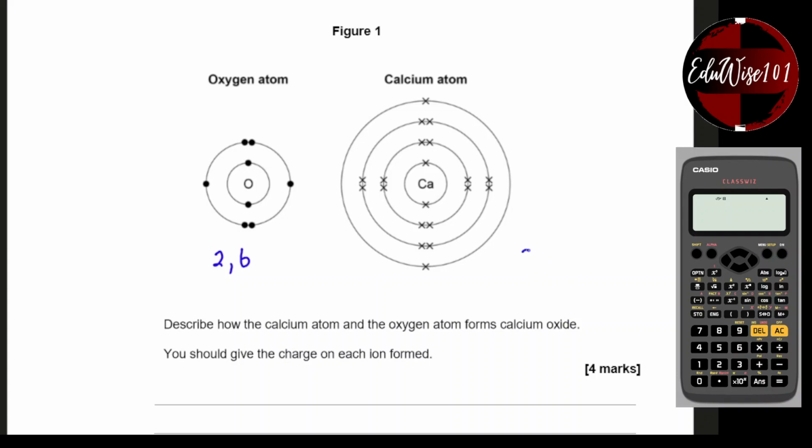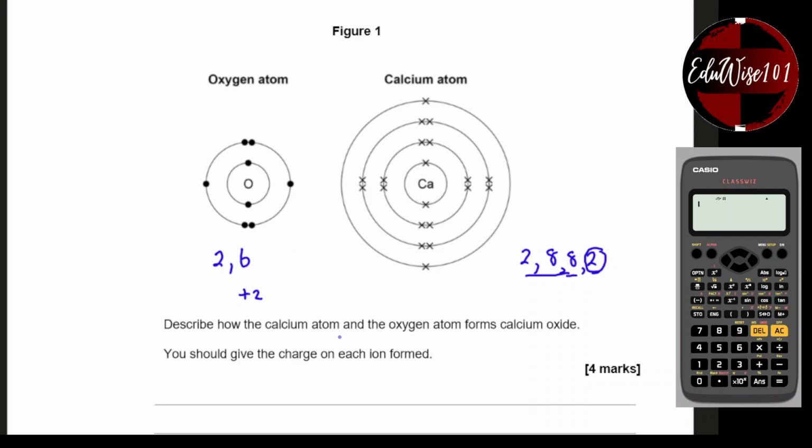Calcium has an electron configuration of 2 in the first shell, 8 in the second shell, 8 again in the third shell, and 2 in the last shell. So what calcium wants to do is get rid of these 2 electrons to make a stable electron configuration. So it becomes a noble gas configuration. Oxygen needs 2 more electrons to make that second shell a full shell. So it becomes 2 and 8. So oxygen is actually trying to gain 2 electrons and calcium is trying to lose those 2 electrons.